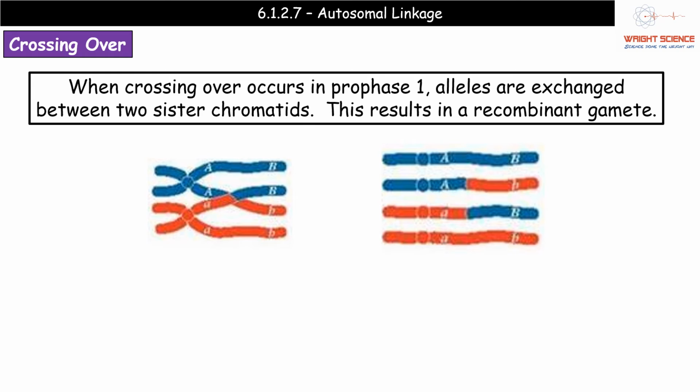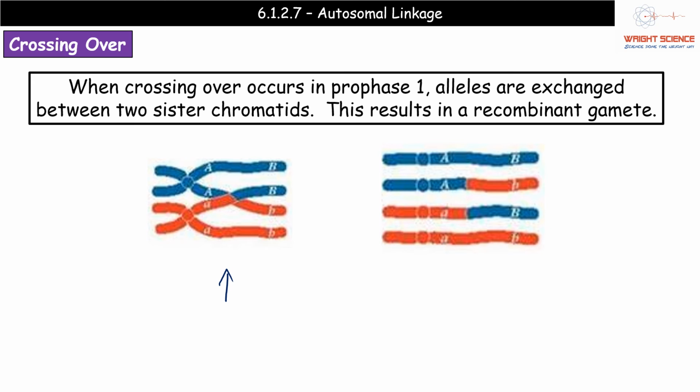The second scenario that we see with autosomal linkage is when crossing over does occur in prophase 1 of meiosis. Now, if we think back to meiosis, hopefully we remember that crossing over is where we are exchanging alleles between those two sister chromatids, and as a result of this we're getting this reshuffling of the alleles. What we end up forming is what we term a recombinant gamete. So if we have a look at the left, we've got the same starting points as we did previously. We have a blue chromosome with a capital A and a capital B on each chromatid, and we've got a red chromosome with lowercase a and lowercase b on each chromatid.